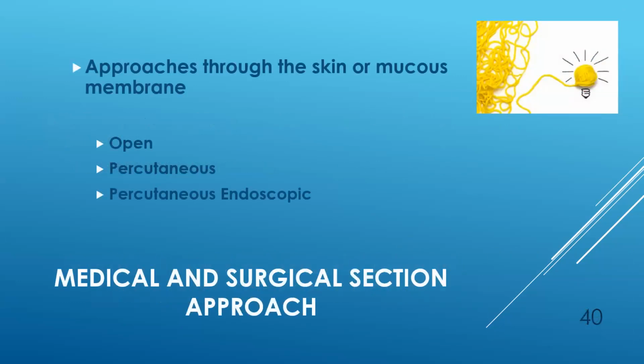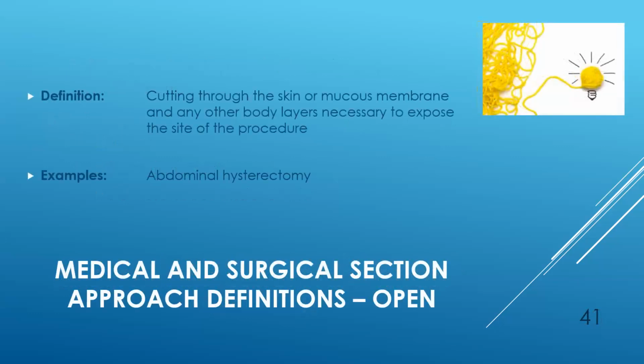Approaches through the skin, or again, they can be categorized: open, percutaneous, percutaneous endoscopic. They go through the skin and or mucous membrane. Next. And open is they literally cut. They would have to cut into the mucous membrane through the skin and any other necessary layers. And once you're open, you're open. So if they started off trying to do it percutaneous, but then they ended up having to open the patient, the final approach is open. Next.